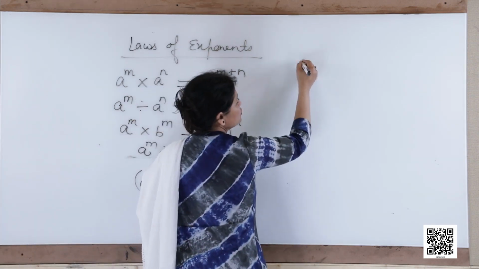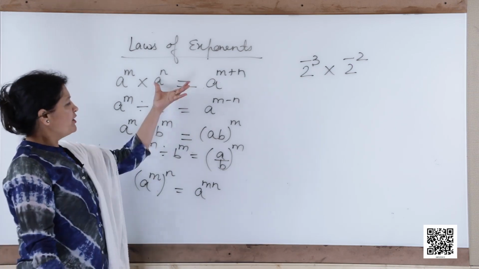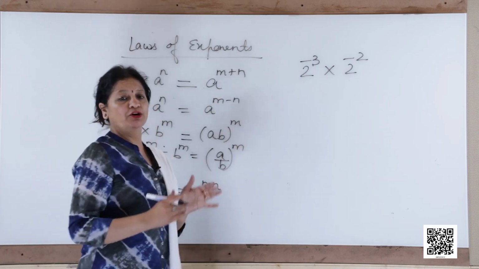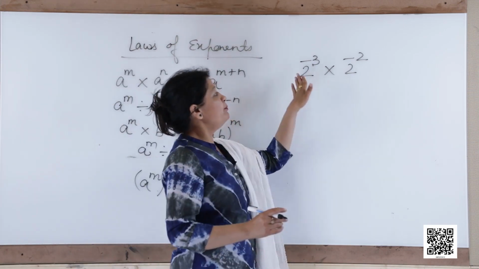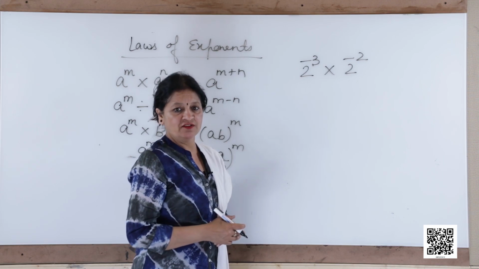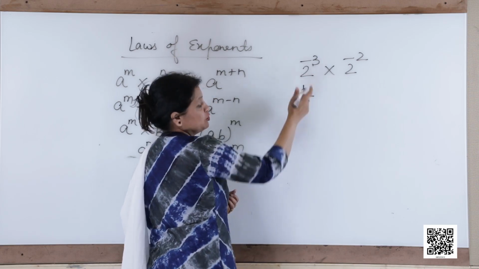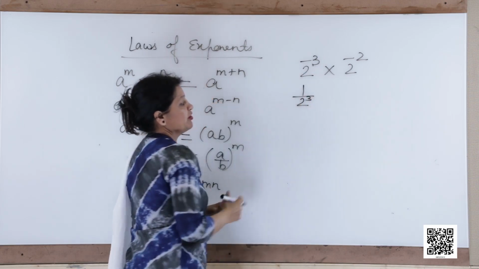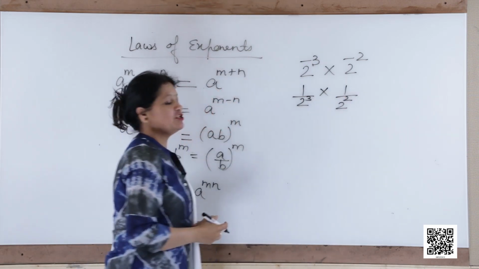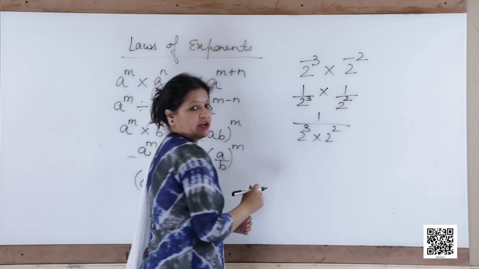So let's start. 2 raised to the power minus 3 multiplied by 2 raised to the power minus 2. According to this, the powers should be added. But let's check whether it is true or not. So what we will do? First of all, we will make the powers positive. I have just explained how to make the power positive, how to reciprocate the base. Reciprocal of 2 is 1 by 2. So it will be 1 by 2 raised to the power 3. Similarly, 2 raised to the power minus 2 will become 1 by 2 raised to the power 2.